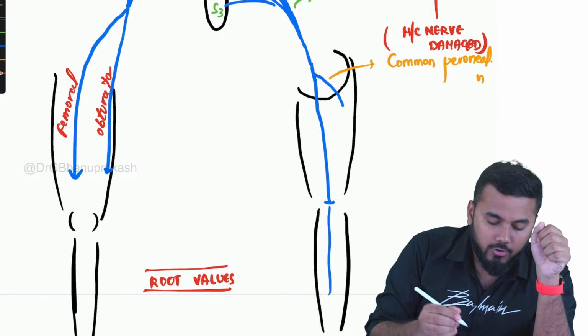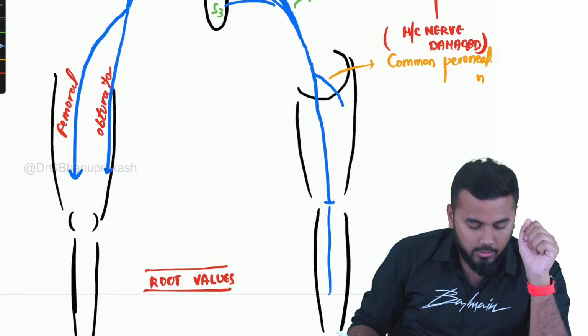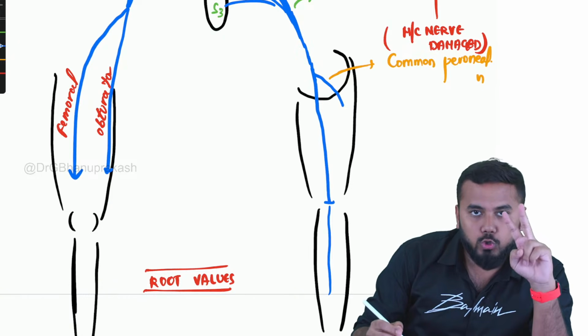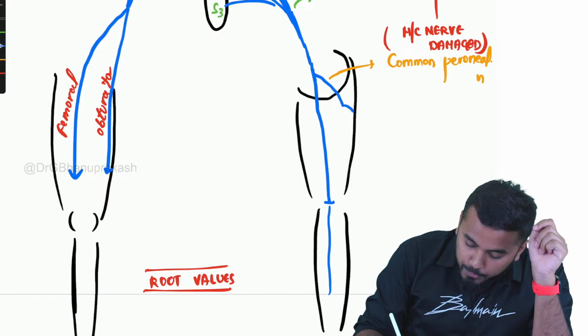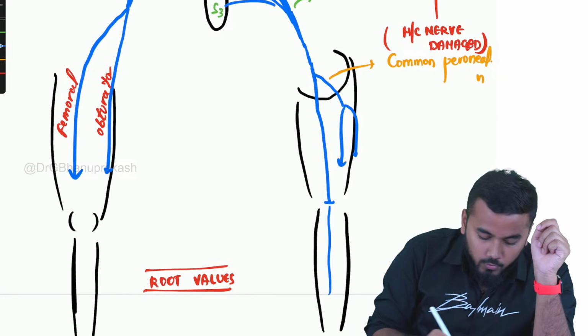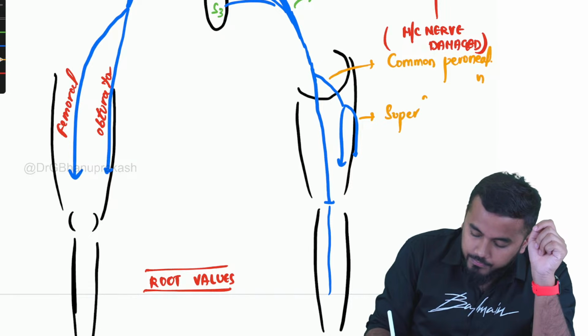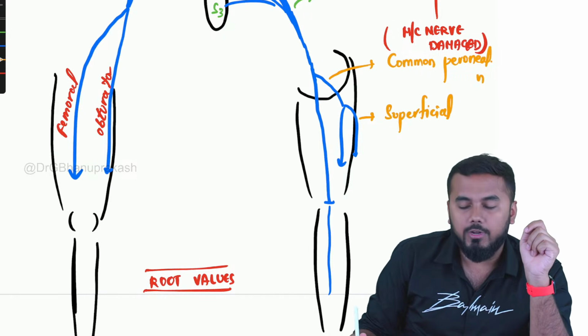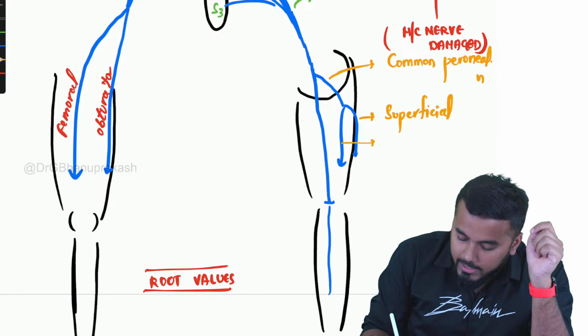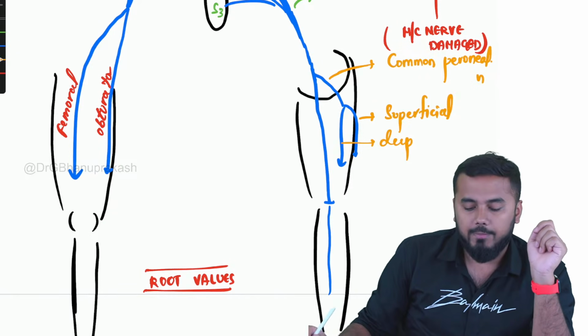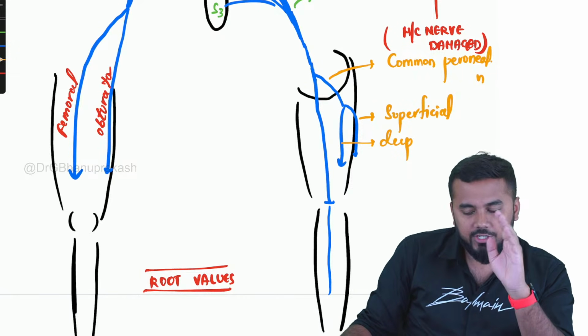Now this common peroneal nerve also divides into two. One goes superficially like this, one goes deep inside like this. So one branch you call the superficial branch of common peroneal nerve, and the other one you call the deep branch of common peroneal nerve. Two branches, superficial and deep.